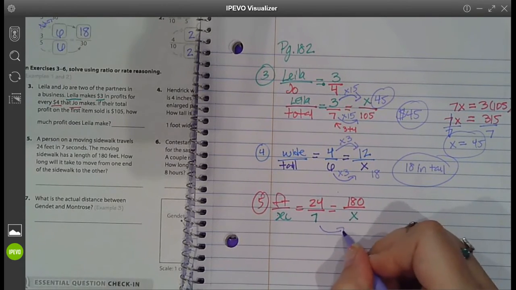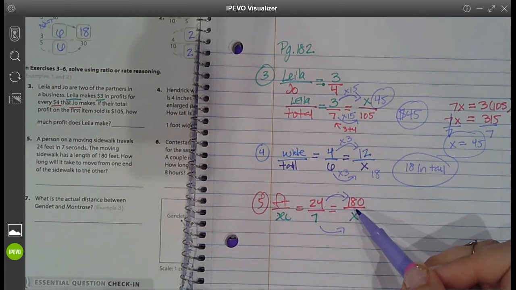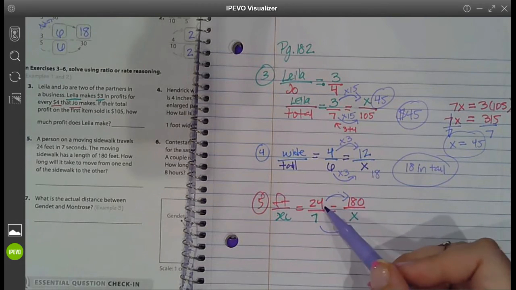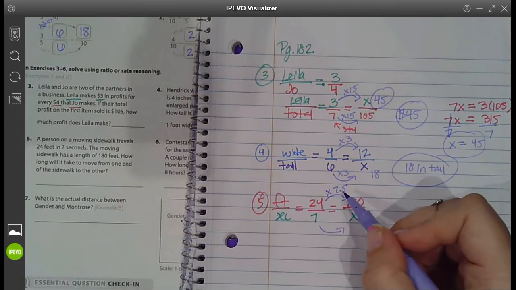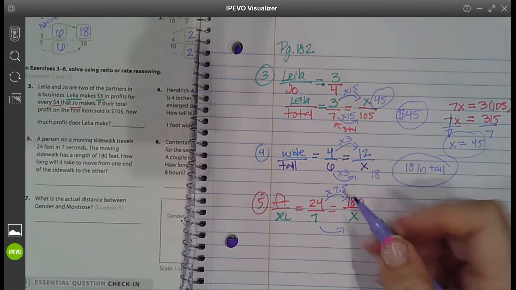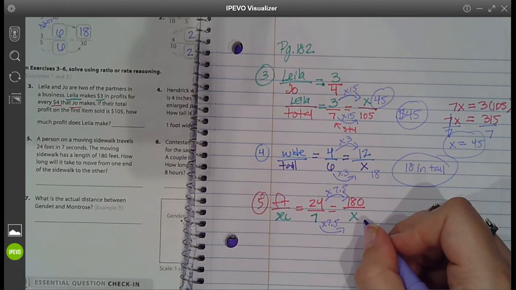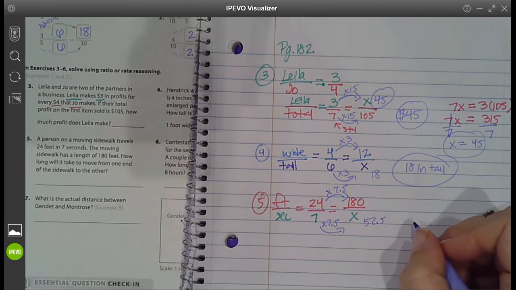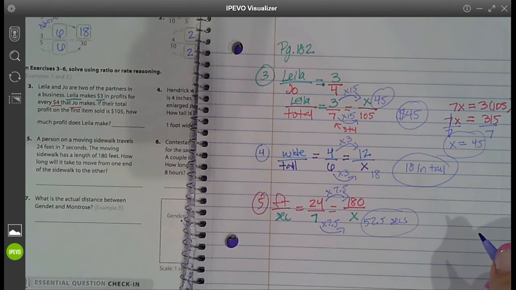Always go towards the direction of your unknown. 24 times what is 180? We'll type that into your calculator. 180 divided by 24. What do you get? You get 7.5. Double check. Does 24 times 7.5 equal 180? Yes, it does. So do the same thing on the bottom. 7 times 7.5 is 52.5. So that means it's going to take 52.5 seconds. That's my answer, in order to go 180 feet.